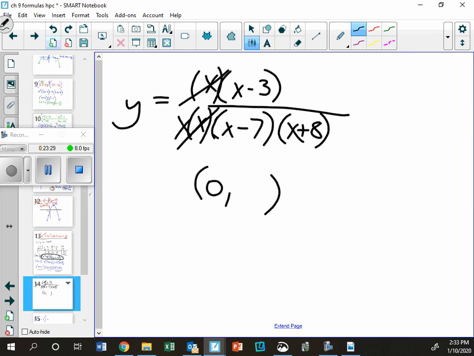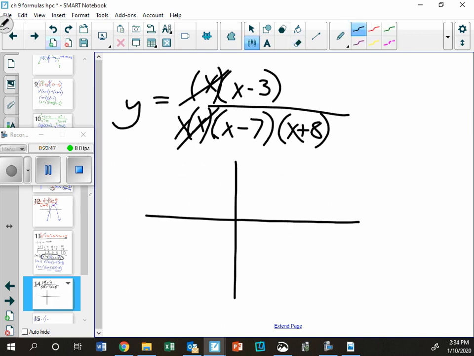So then is this an asymptote or is it a hole? It can't make a hole because it's 0, comma, it doesn't exist. So then this one is an asymptote. Okay, so there's an asymptote at 0. Asymptote at x equals 0.